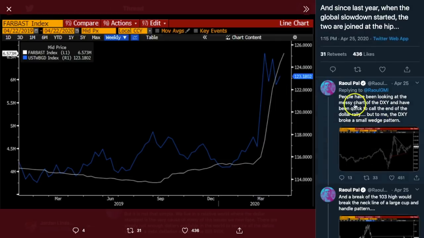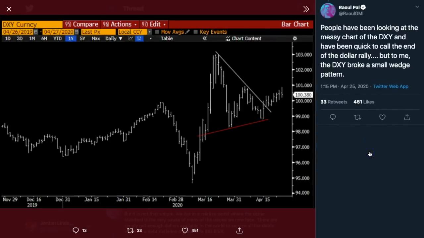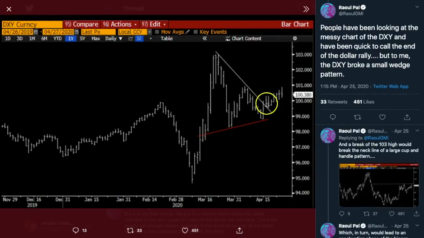People have been looking at the messy chart of the DXY and have been quick to call the end of the dollar rally. But to me, the DXY broke a small wedge pattern. Now, you've noticed we've also, in our live streams, for the 9 a.m. live streams, have been following this pattern as well. I also have been pointing out that we have broken to the upside, and I currently have a bullish bias, actually, until we take out first 99.80 and then 98.35 for me to turn bearish near term on the dollar.